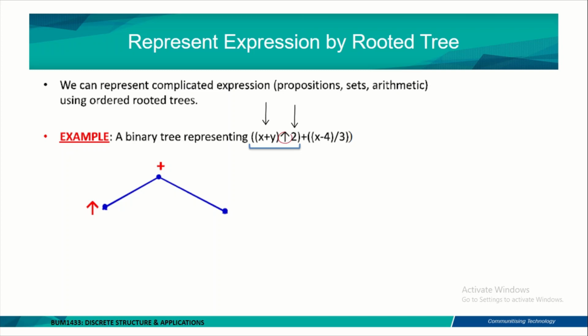So let's see here, we have 2 here, we put it on the right side, and for the left side we have x plus y, so we have the operation plus here, so we need to choose the operation first. So at the left side we have the plus, and then after that we write down x and y.